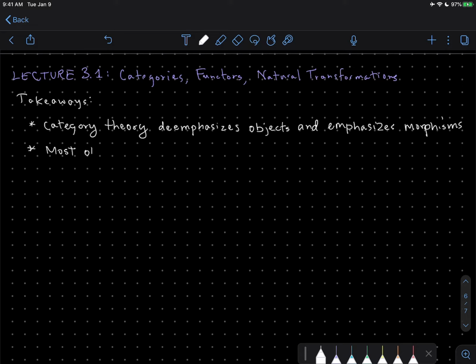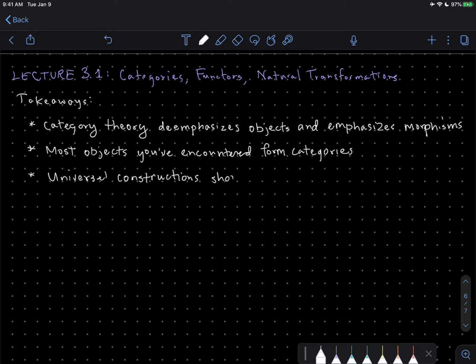Most objects you've encountered before form categories. And universal constructions show up everywhere.